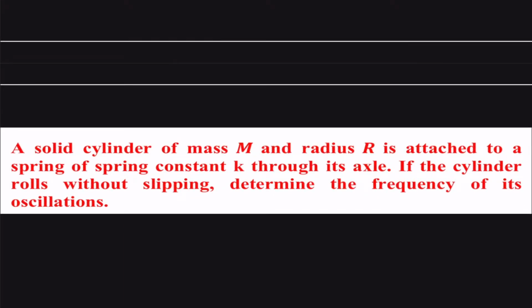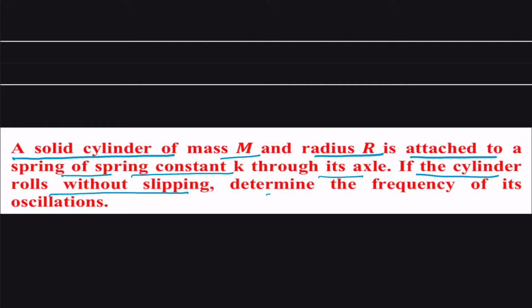In the first question, it states that a solid cylinder of mass m, radius r, is attached to a spring of spring constant k through its axle. If the cylinder rolls without slipping, determine the frequency of its oscillations.